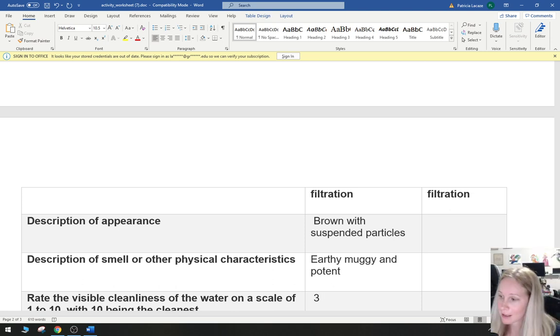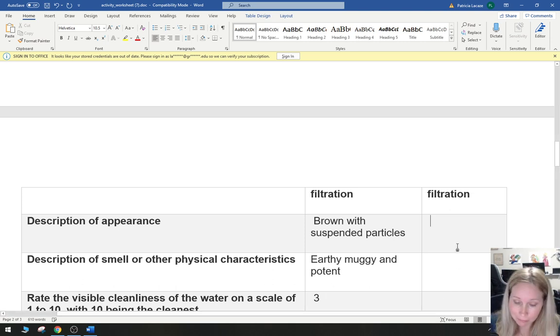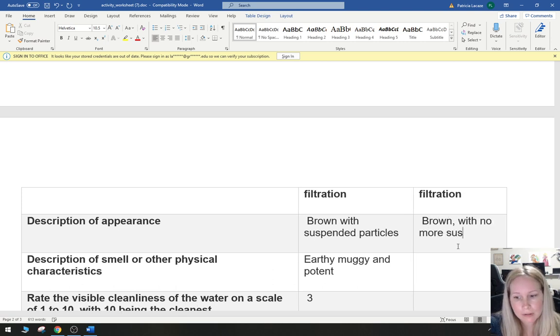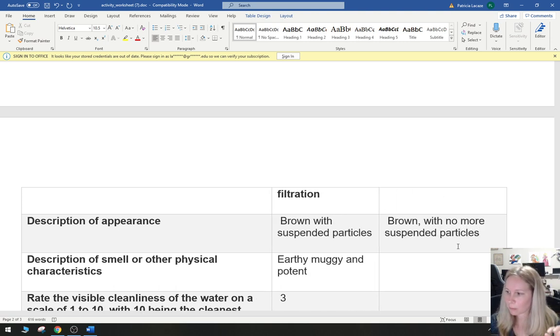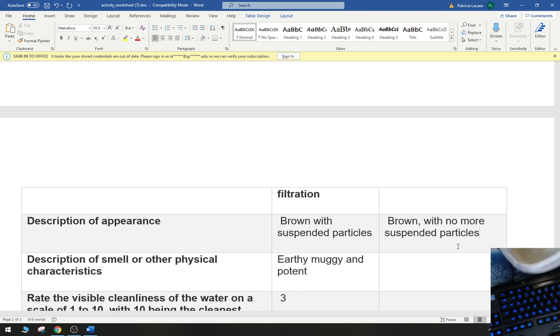You know, I don't see any suspended particles anymore. That's interesting. All right, so it is still brown. Isn't it? It is. With no more suspended particles. The pepper's gone. There's no little black dots in it anymore. It's just clear, but brown. So obviously, if there were pathogens in here, it didn't get them all.